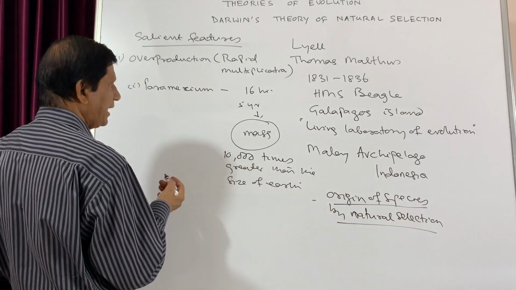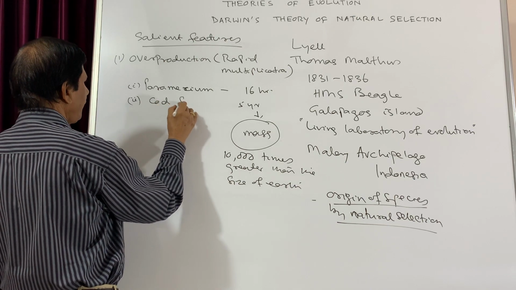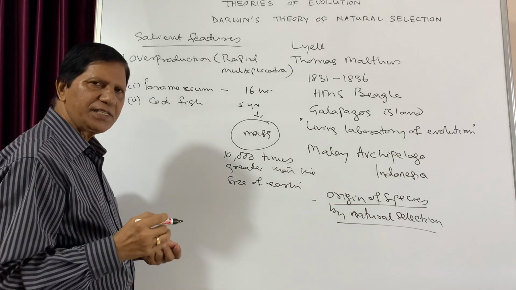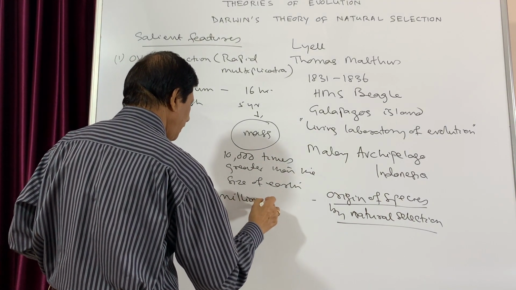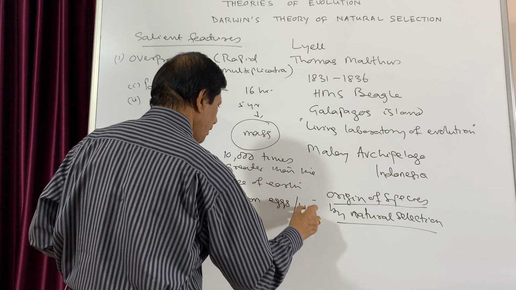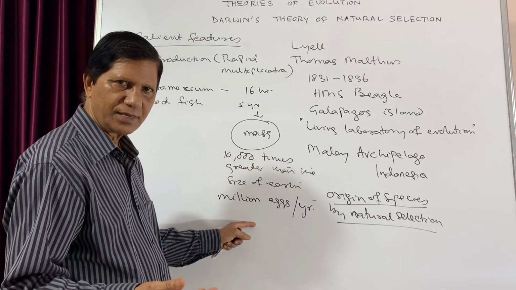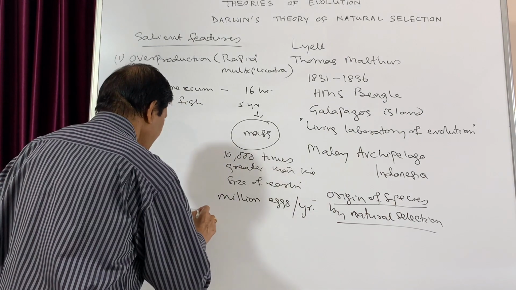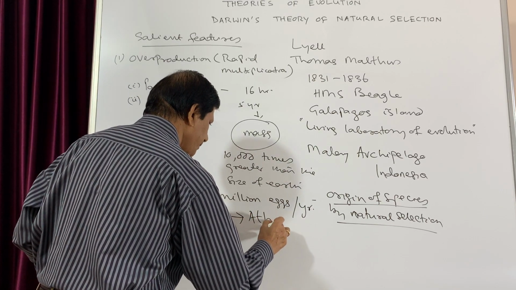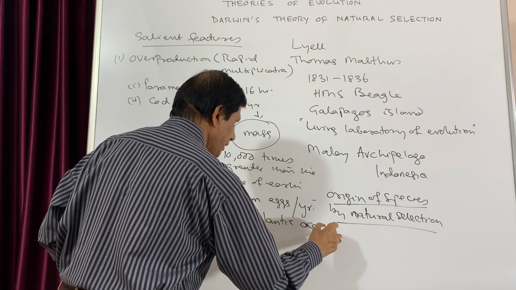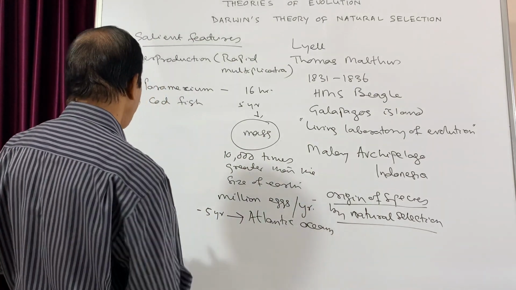Then we can take a second example, that of the codfish. Codfish usually produces 1 million eggs per year. And if all these eggs hatch into fish, in 5 years it will cover the entire Atlantic Ocean. In 5 years only, it will cover the entire Atlantic Ocean.